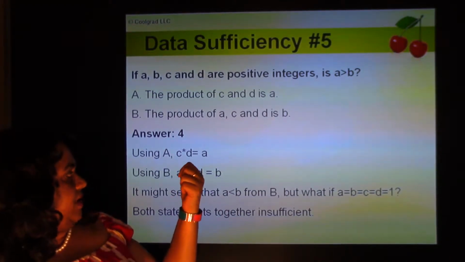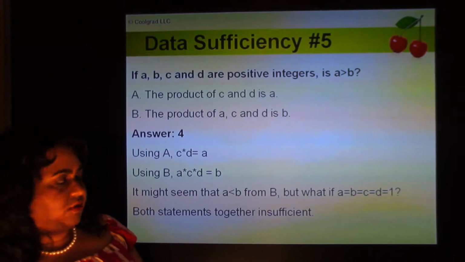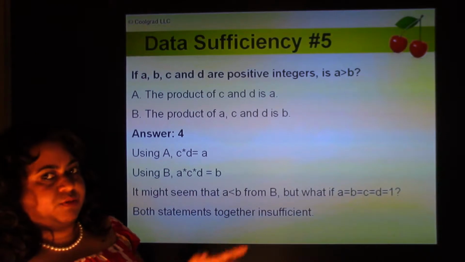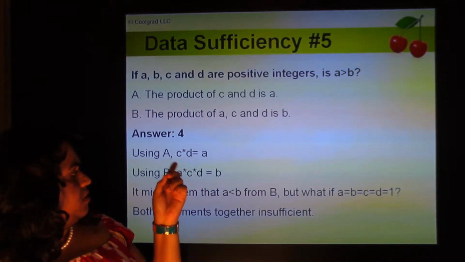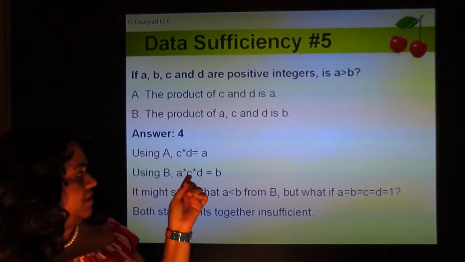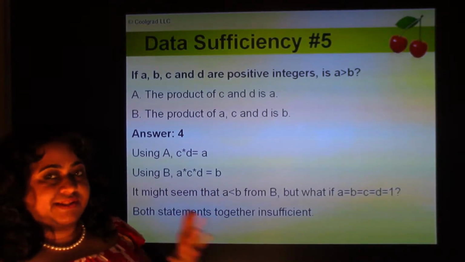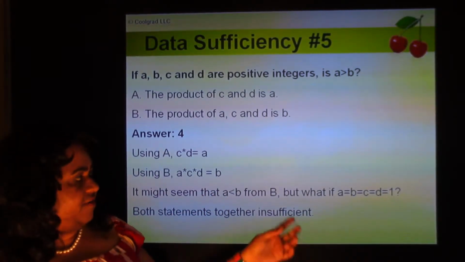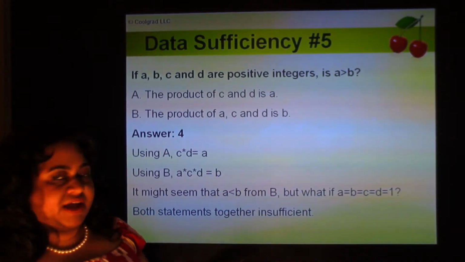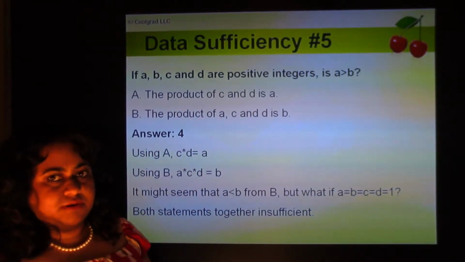And we still don't know about B. Using B alone, product of A, C and D is B. So it might be tempting to think that B must be the biggest, but what if they're all equal to 1? So using both the statements together, if you substitute C times D is A, so A square equal to B. It looks like B is the biggest, but still you don't know if A equal to B equal to C equal to D equal to 1. So using both the statements together, we cannot answer the question. So option 4.